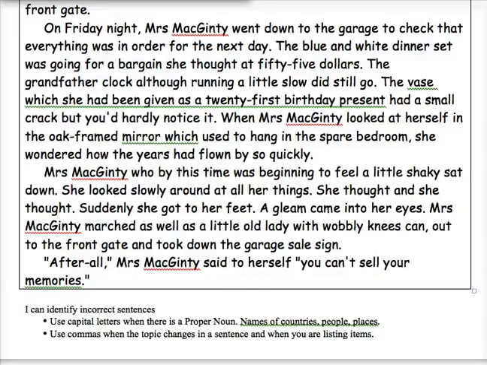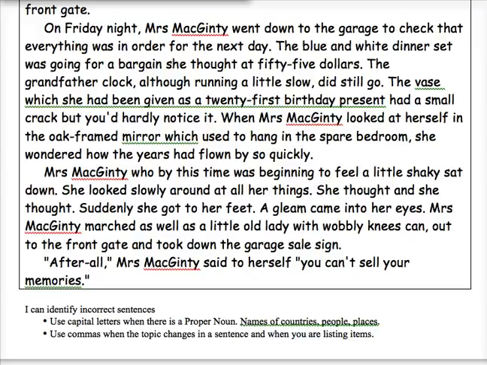The grandfather clock had been running a little slow. The grandfather clock that, although running a little slow, did still go. This did still go is the extra piece of information, so we need to add a comma here, and we don't need to add one at the end because it's a full stop. Because this did still go is the extra piece of information. The grandfather clock, and it also needs one there at the beginning.